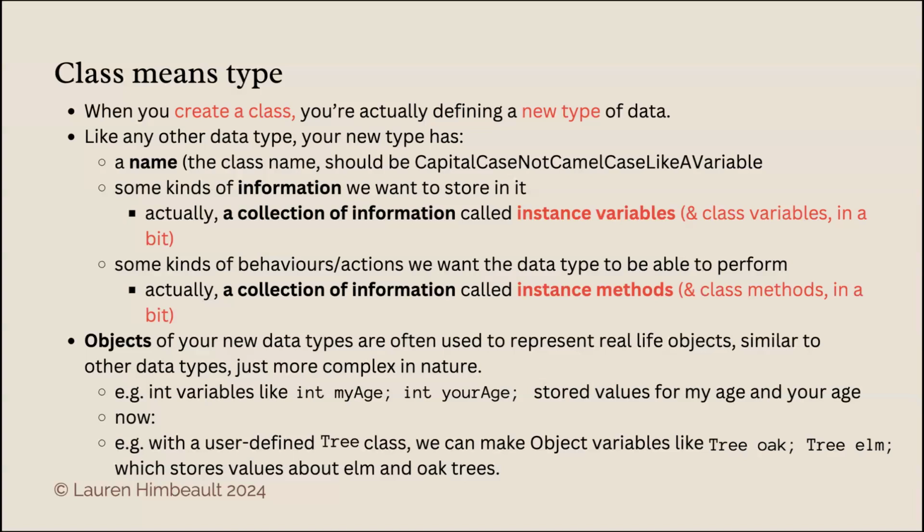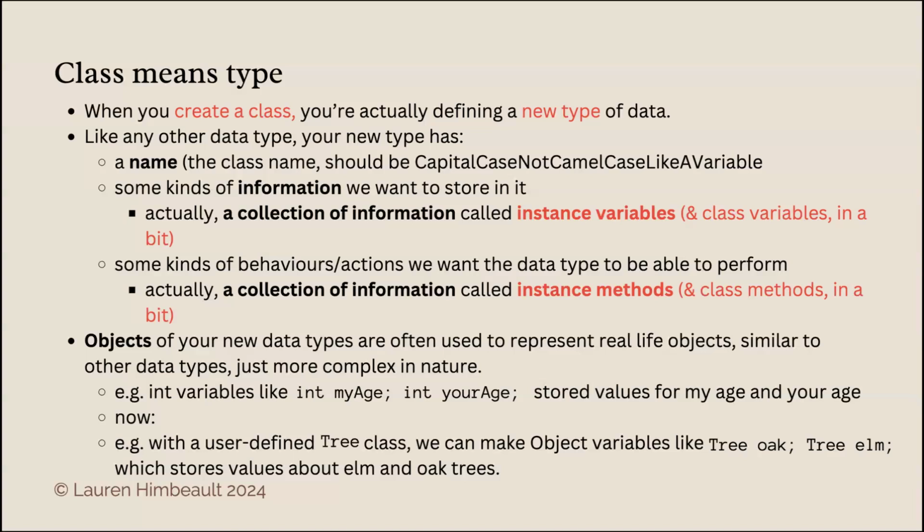Objects of our new data types are often used to represent real life objects, just like a chair or a desk. We can say a chair typically has 4 legs, or a Boolean for whether it rolls around, has wheels, things like that. So similar to other data types, we have access to all sorts of information. It's just a little bit more complicated than what we did before.